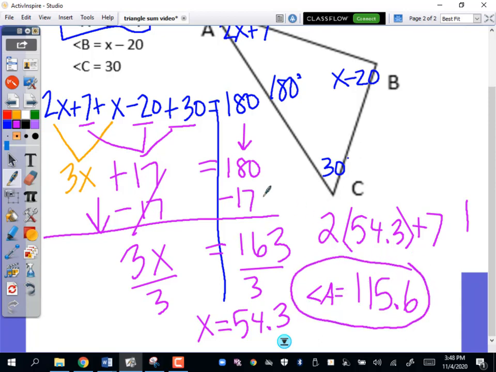So every equation you're writing should be something plus something plus something adds up to 180. And then you just have to figure out, do I just solve for x, or do I have to plug it back in?